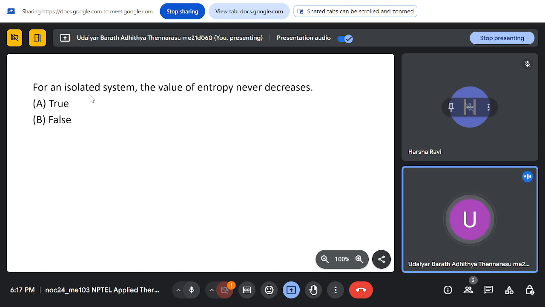So for an isolated system, the value of entropy never decreases. True or false? For an isolated system, it's true. Your entropy always increases, because you cannot have any interaction with the outside, so whatever entropy is generated inside should always go in the direction of increasing entropy, so it can never decrease.